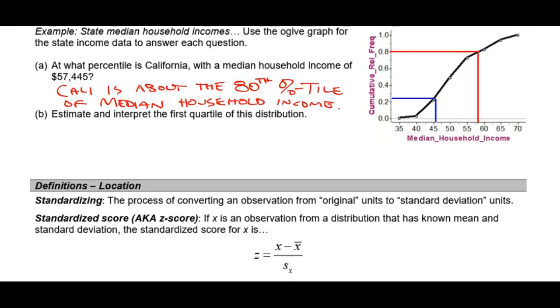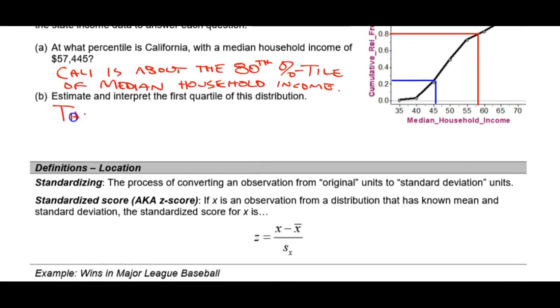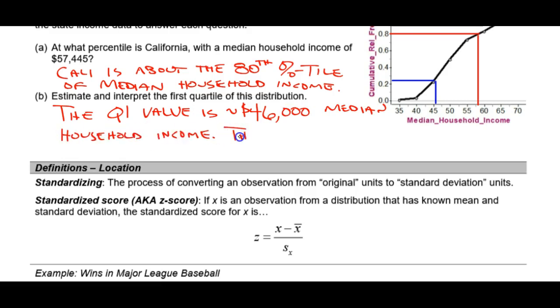We'll call it 46. Estimate and interpret. The Q1 value is about 46, period. This represents the 25th percentile. Otherwise known as there are 25% of the states that are below that value. That's our definition of percentile, always below.